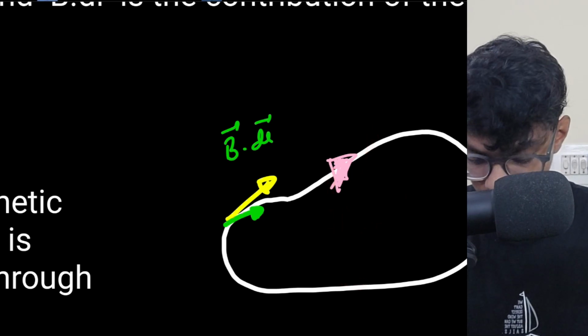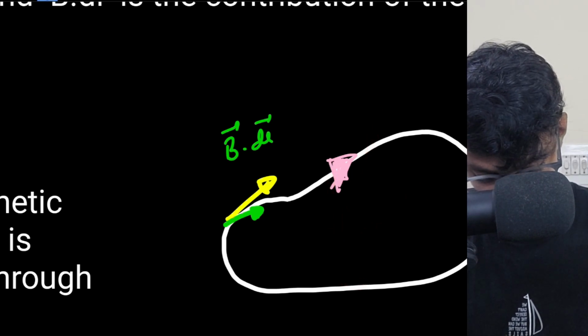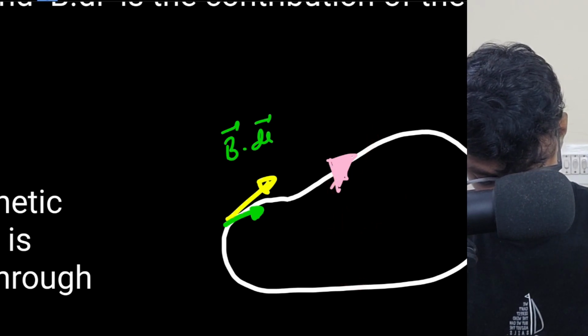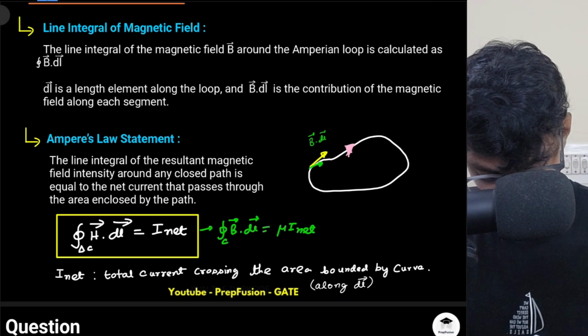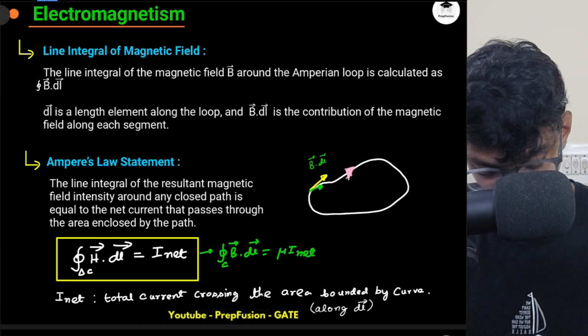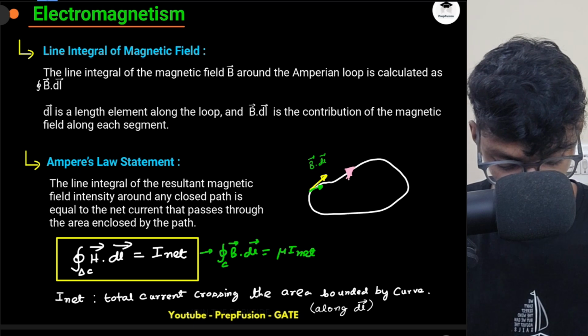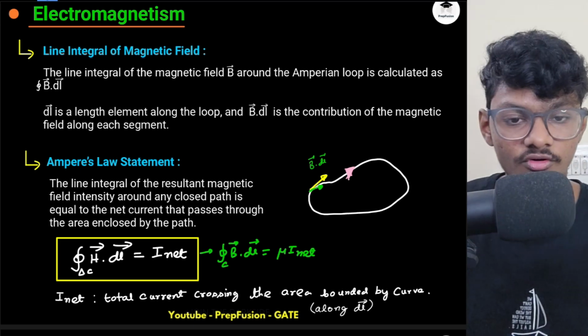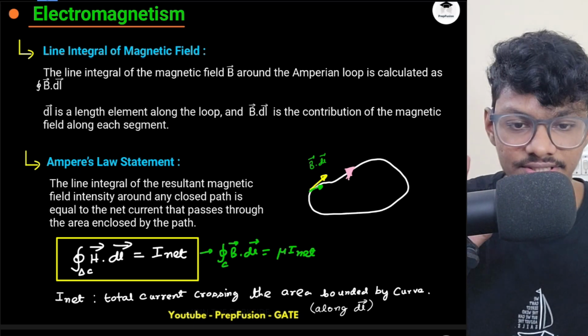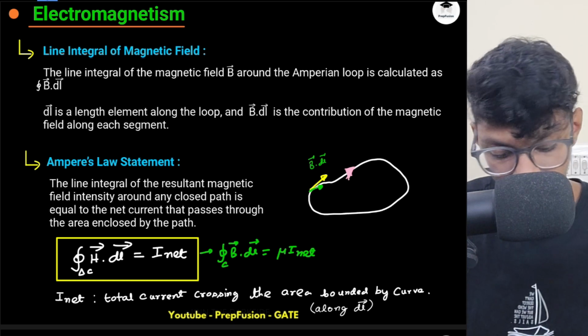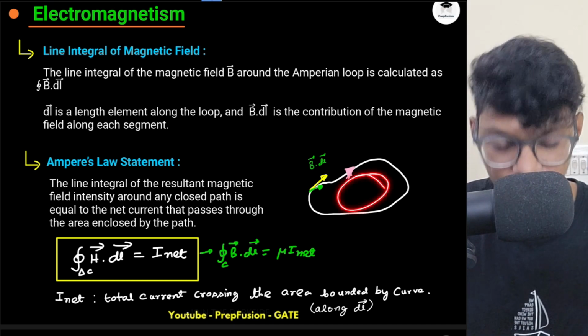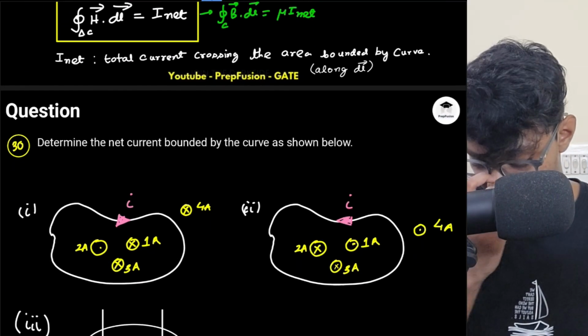Okay, current is flowing through the surface of this loop. So that is the case. Now how do you find out a few things? First thing is how we will find out what is the net current that will come out of this particular closed loop. So for that I have taken a few examples.